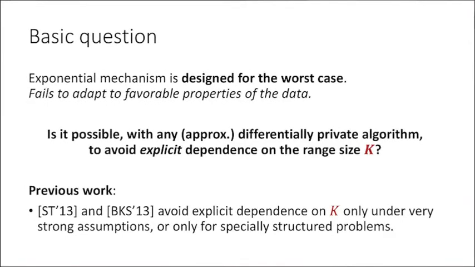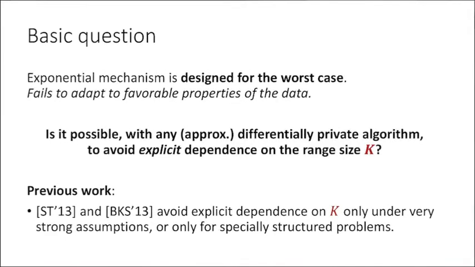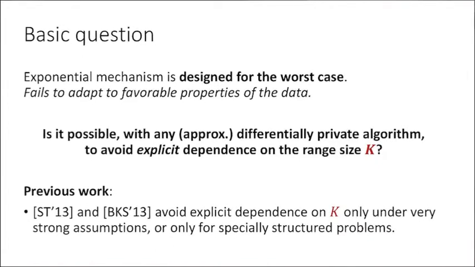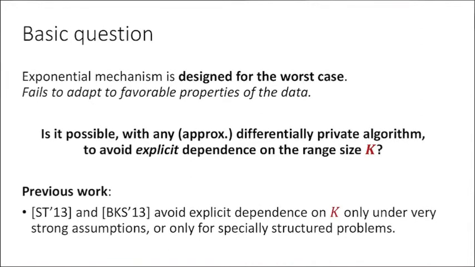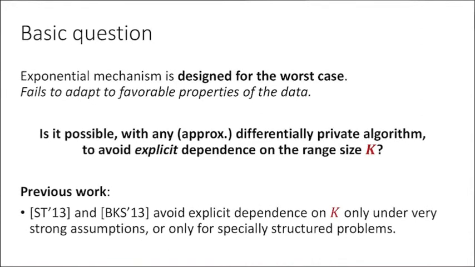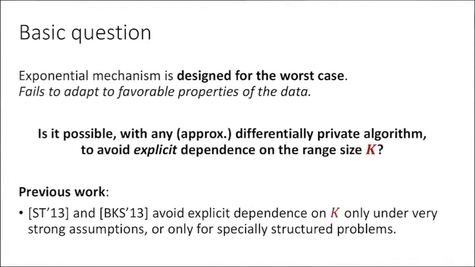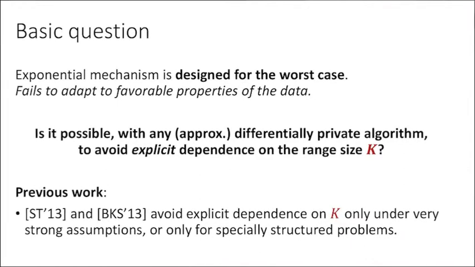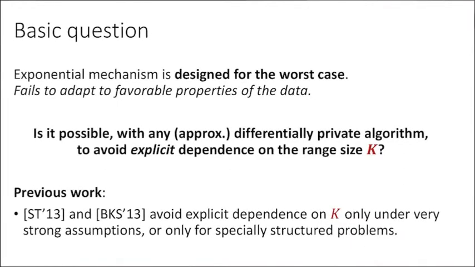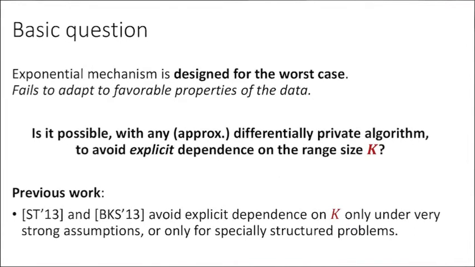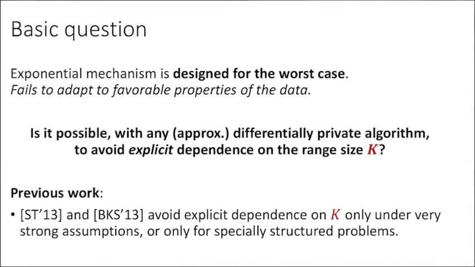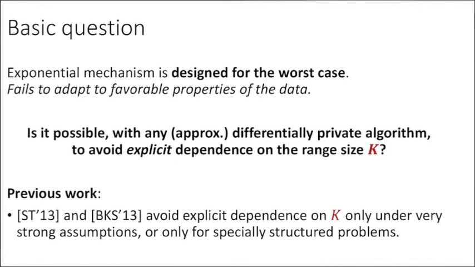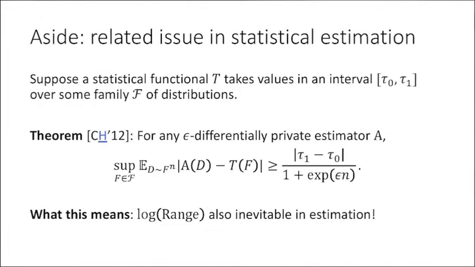People have tried to address this in the literature. There have been a couple of papers in the past couple of years that look at specific problems and can avoid explicit dependence when they make certain assumptions about the data that you receive, or if they only apply to very specific kinds of learning problems. So what we would like to do is generalize this, look at a very general kind of private maximization problem, and see what is the best thing that we can do.